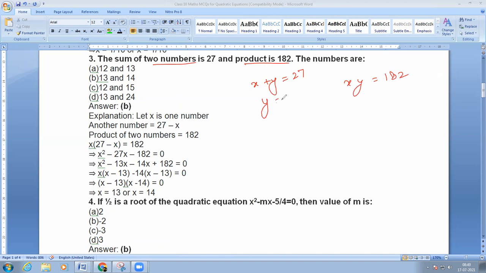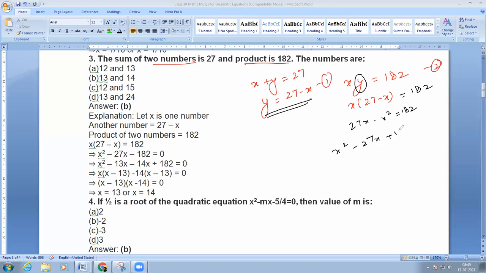Now we can substitute the value of y equal to 27 minus x. So x into (27 minus x), from the first equation we have substituted the value of y in the second equation. So now we will calculate. 27x minus x square is equal to 182, or you can say x square minus 27x plus 182 is equal to 0. Now again you have to split the terms.